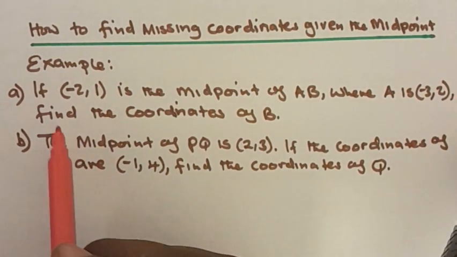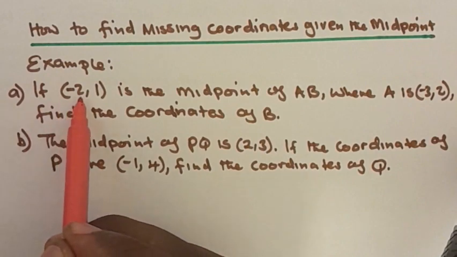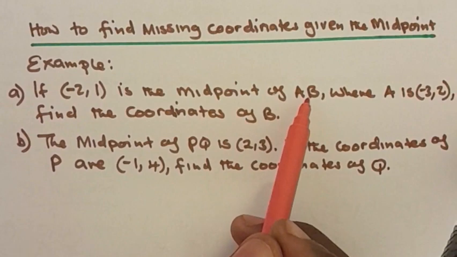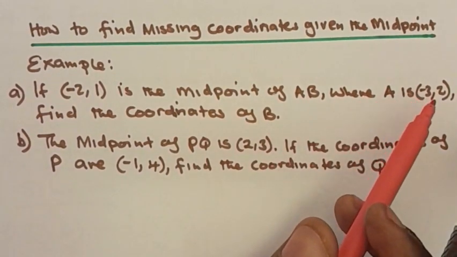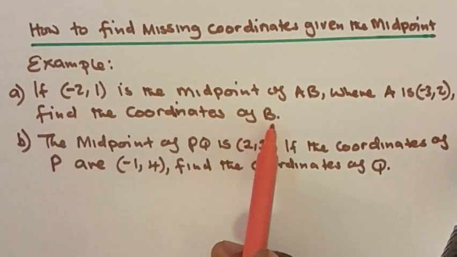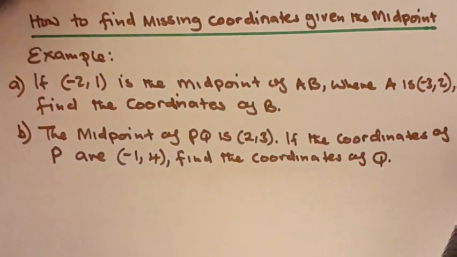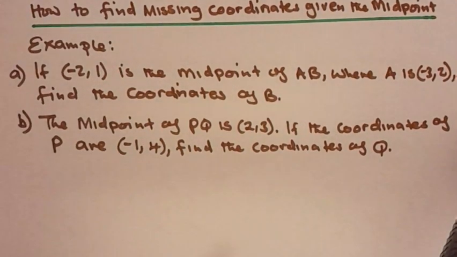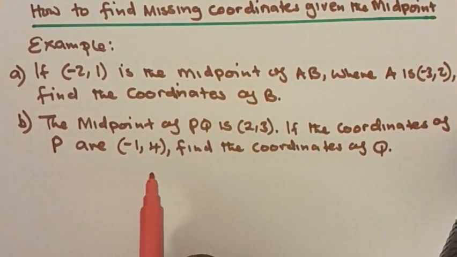Okay? So we have this example. If negative 2, 1 is the midpoint of AB, so AB is a line where A is negative 3, 2. Find the coordinates of B. So they want you to find the missing coordinates given one point and the midpoint. So it's like you have a line.